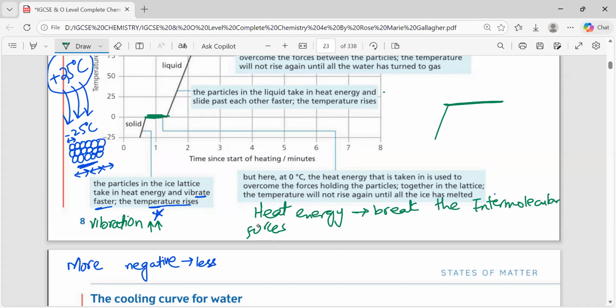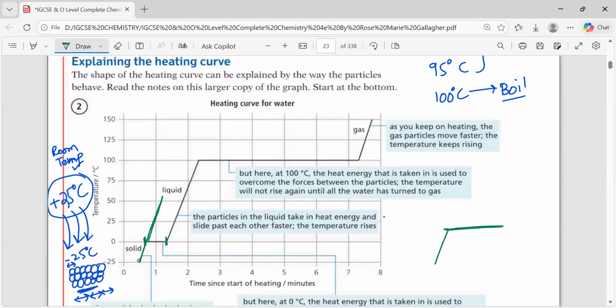And when these forces break, the ice will convert into liquid water, right? So that is why we say at this point, the temperature does not rise. Someone can ask you, you have ice and you are melting it, so why is this line not a straight graph, like you are increasing temperature and you have a solid, then liquid, then gas? This is not the case.